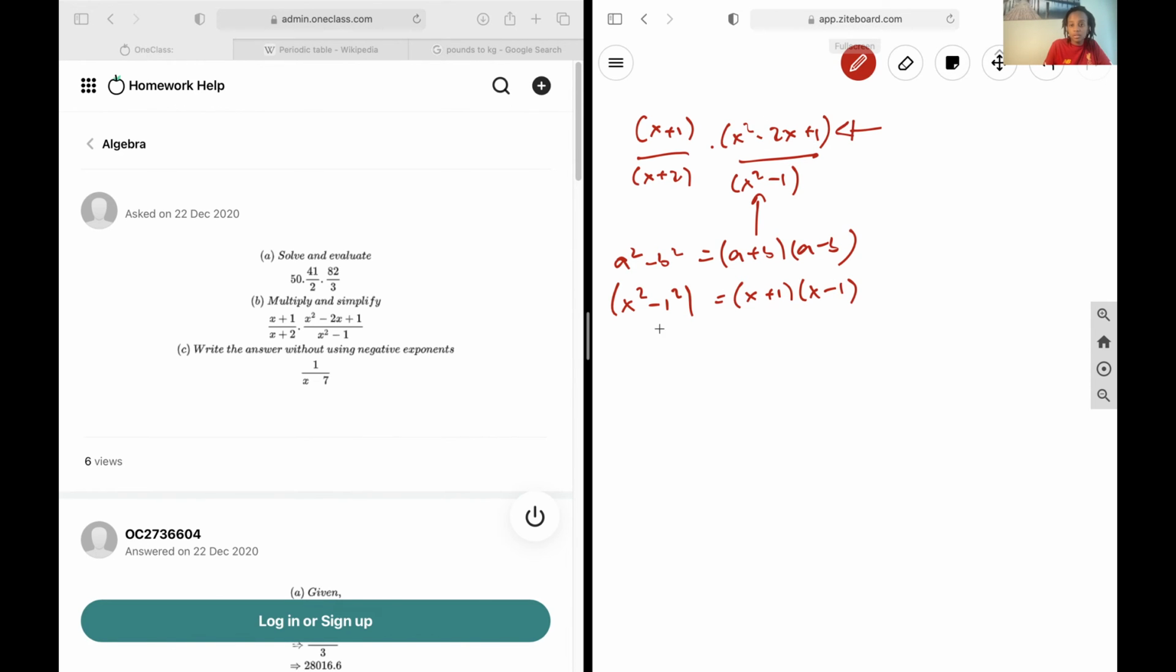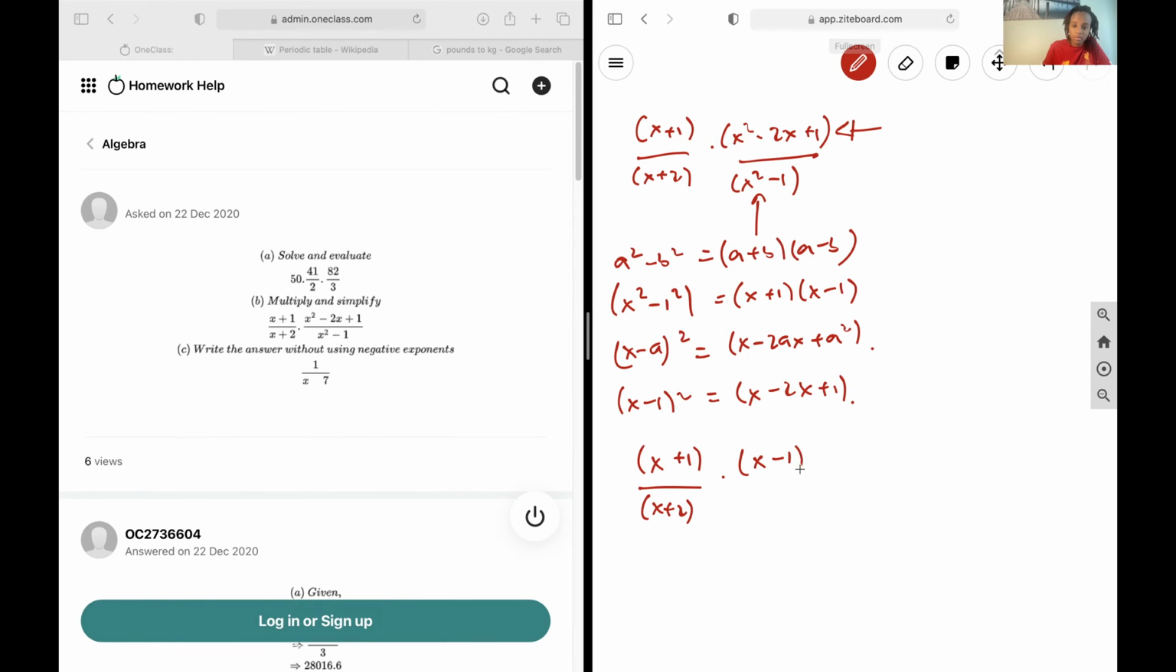And then we're going to try and factorize x squared minus 2x plus 1. You can just use the fact that x minus a squared is going to give you x squared minus 2ax plus a squared. That means that x minus 1 squared is going to give us x squared minus 2x plus 1. So now we just rewrite everything in their factored form. x plus 1 over x plus 2 multiplied by x minus 1 squared. So just write it out twice. All over x plus 1 multiplied by x minus 1. These two will cancel, these two will cancel, and so my final answer will be x minus 1 over x plus 2.